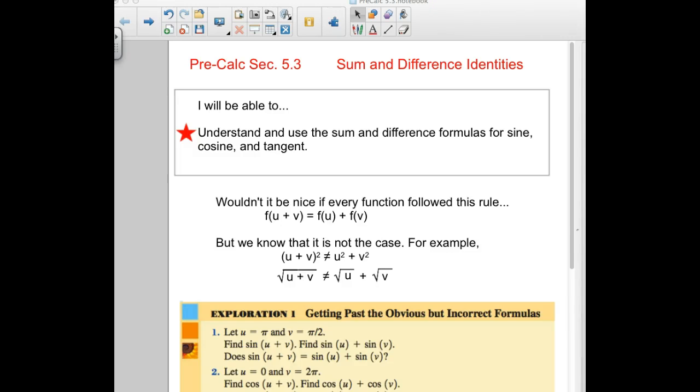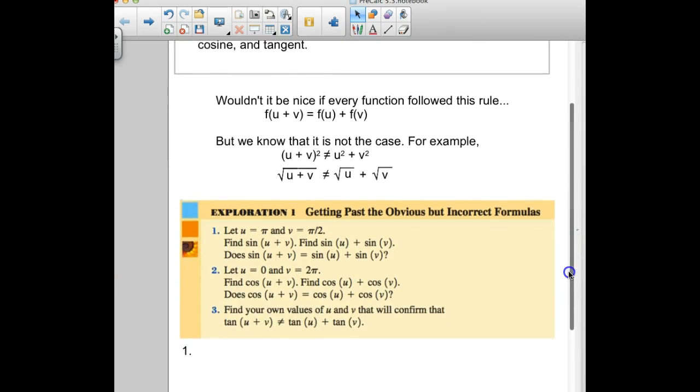Welcome back. We are looking at notes for pre-calc for section 5.3 today. We'll handle most of the notes today and then finish up a little bit tomorrow. Our topics today deal with the sum and difference identities, and our objective is to be able to understand and use the sum and difference formulas for sine, cosine, and tangent.